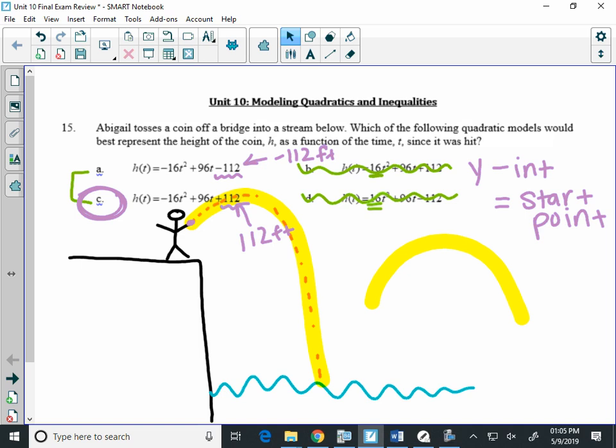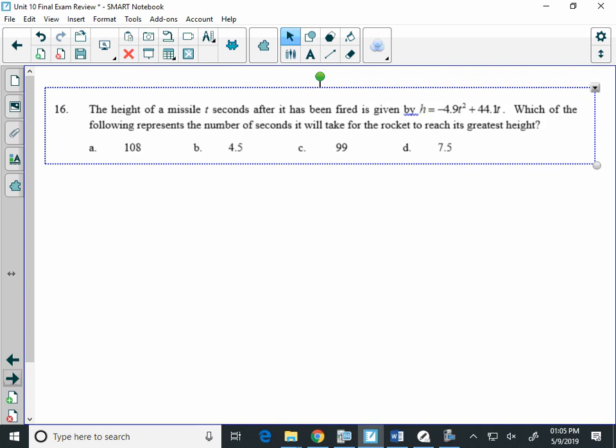Take a look at the next one. 16. Number 16 says the height of a missile t seconds after it has been fired is given by -4.9t squared plus 441t. Which of the following represents the number of seconds it will take for the rocket to reach the greatest height?